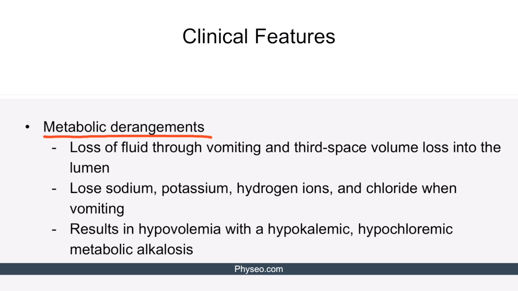When the patient vomits, they lose sodium, potassium, hydrogen ions, and chloride. This eventually results in a hypovolemic state with an associated hypokalemic, hypochloremic metabolic alkalosis.